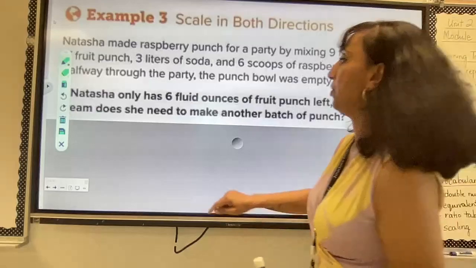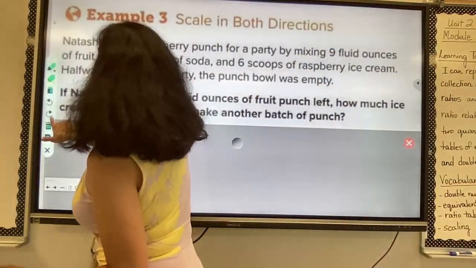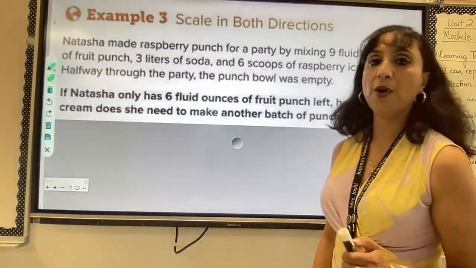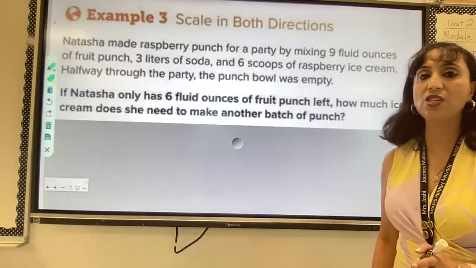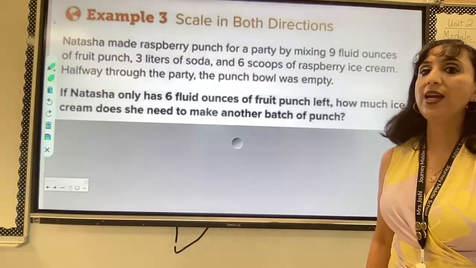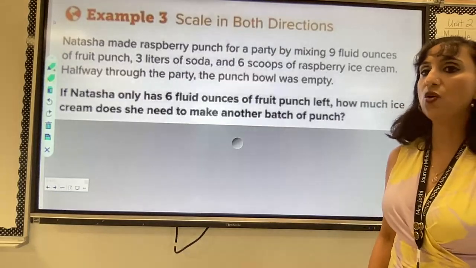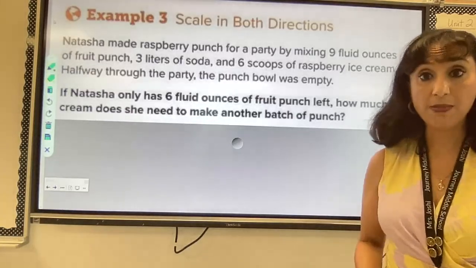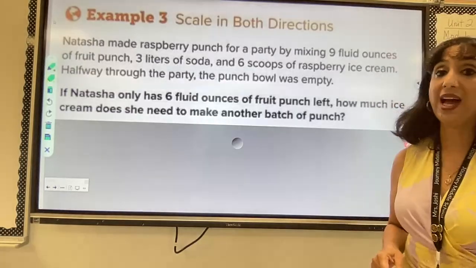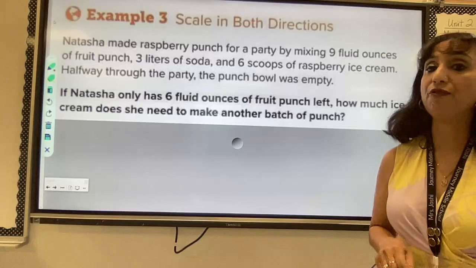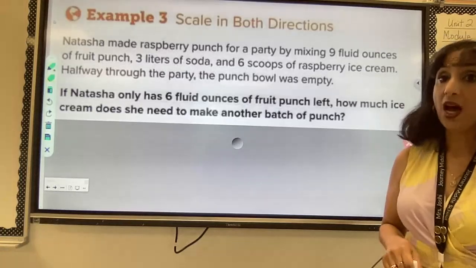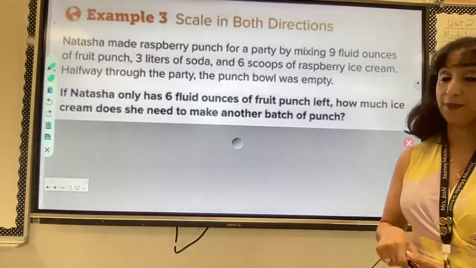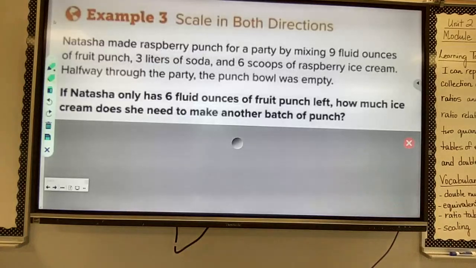All right, so the question is saying, Natasha made raspberry punch for a party by mixing 9 fluid ounces of fruit punch, 3 liters of soda, and 6 scoops of raspberry ice cream. Halfway through the party, the punch bowl was empty. If Natasha only had 6 fluid ounces of fruit punch left, how much ice cream does she need to make another batch of punch? Okay, so let's look at what she needs to do.